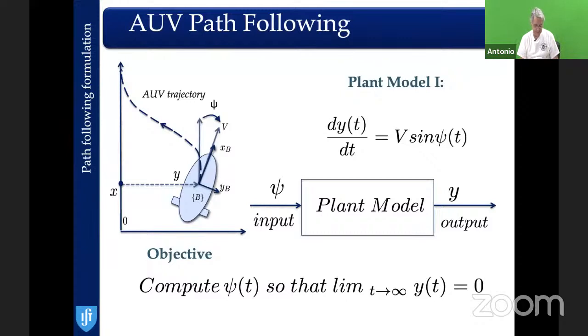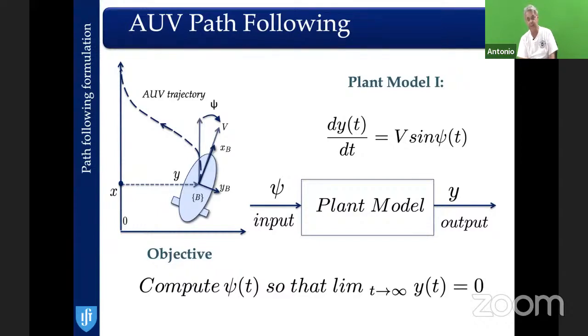So the idea is, how can I compute psi? In other words, to decide on a control law for psi, such that the lateral distance goes down to 0. If I come up with a control law for psi, in other words, I'm specifying exactly what psi will do as a function of time, and if I can prove that the lateral distance goes to 0, then I'm done.